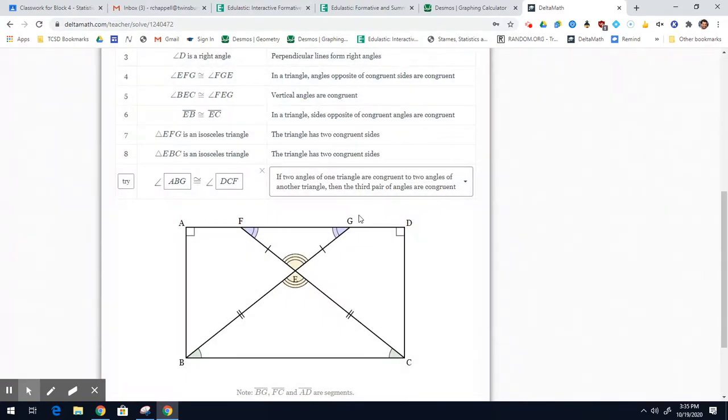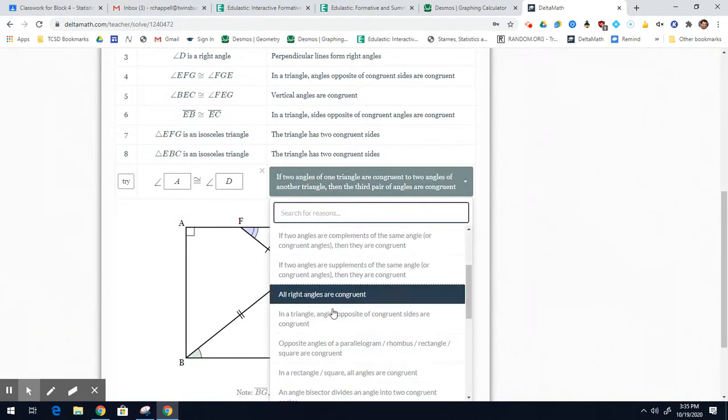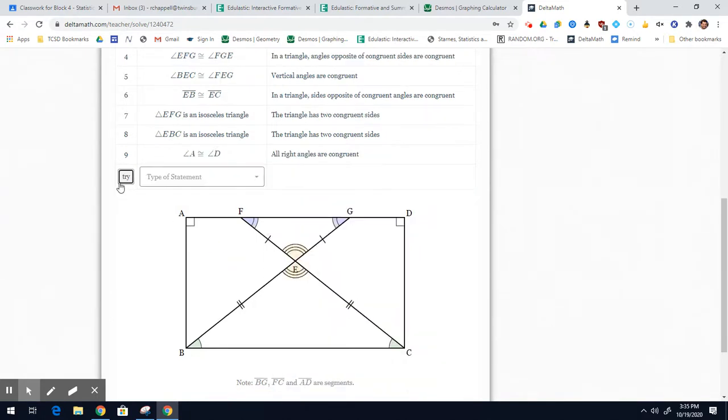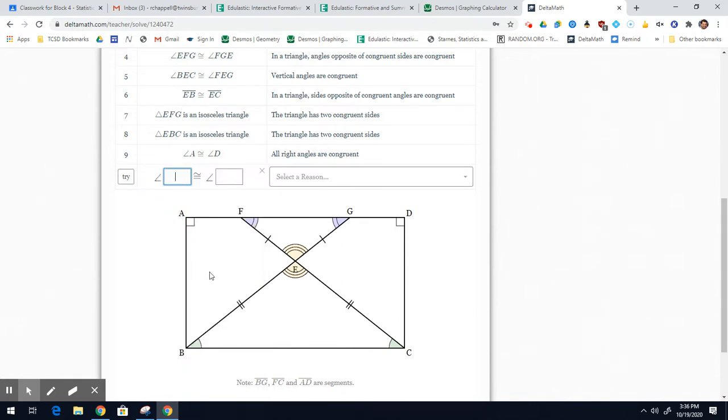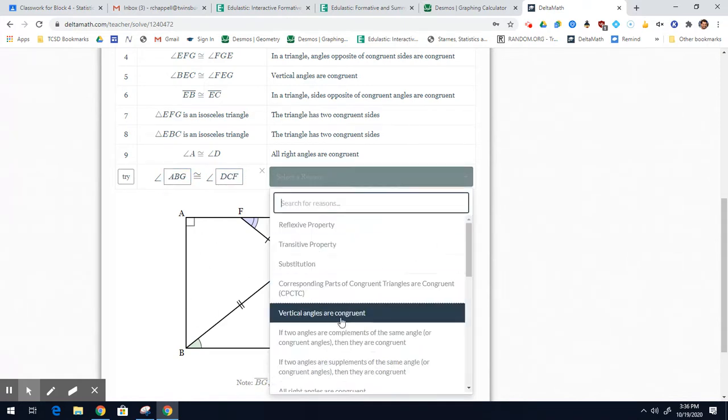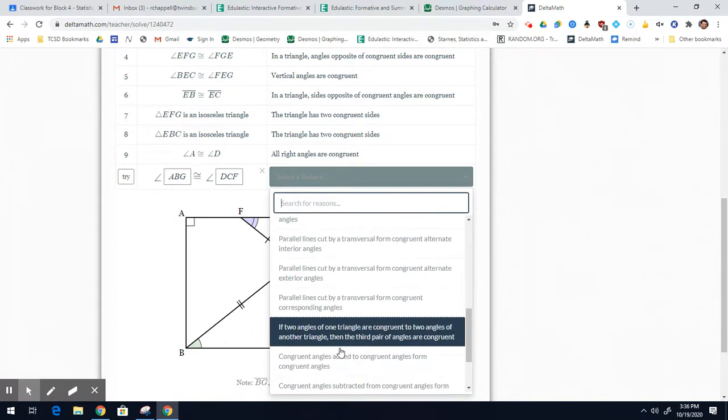Oh, okay. So we haven't said the right angles are congruent yet. So angle A is congruent to angle D. All right angles are congruent. Okay. So now we have those congruent. So now we can say, again, semantics, that angle ABG is congruent to angle DCF. And this is the two angles congruent. Then the third angles are congruent.